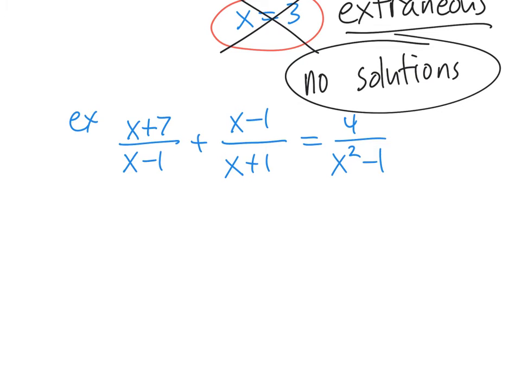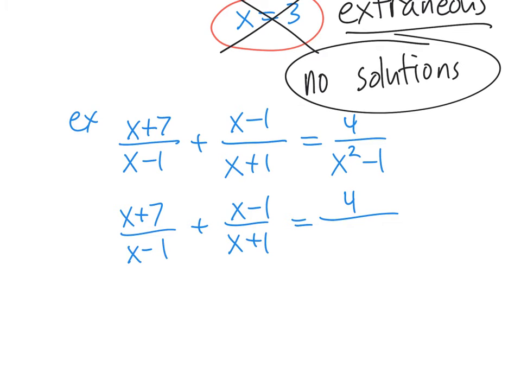First step is to factor the denominators. So we're going to get (x plus 7) over (x minus 1) plus (x minus 1) over (x plus 1). Those first two denominators couldn't be factored, so we're just going to move on to the last. This is a difference of squares again, so we're going to end up with (x plus 1)(x minus 1).